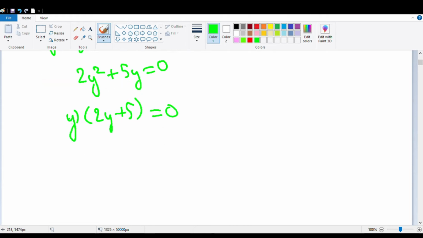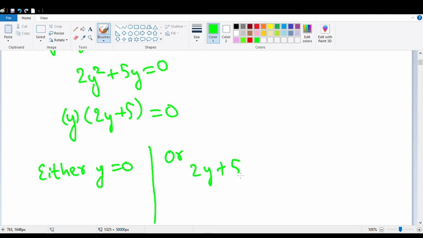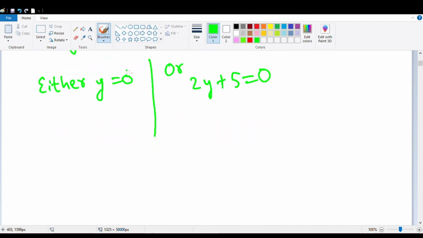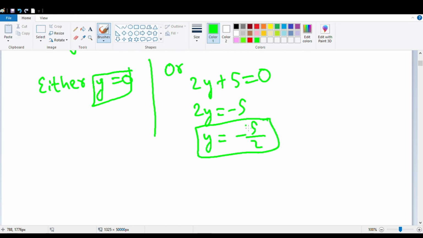And now, once again, either y is equal to 0 or 2y plus 5 is equal to 0, but we don't know which one. So this way we get straight y is equal to 0, and this way we get 2y is equal to negative 5, and so y is equal to negative 5 over 2. So the solution set for y is equal to 0 and negative 5 over 2.